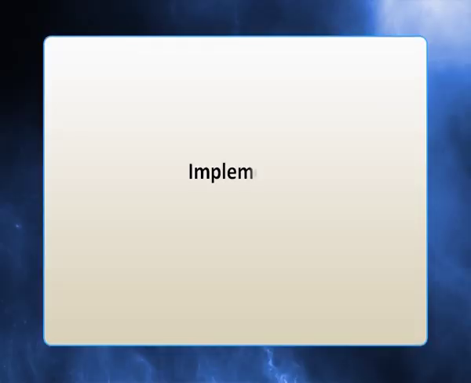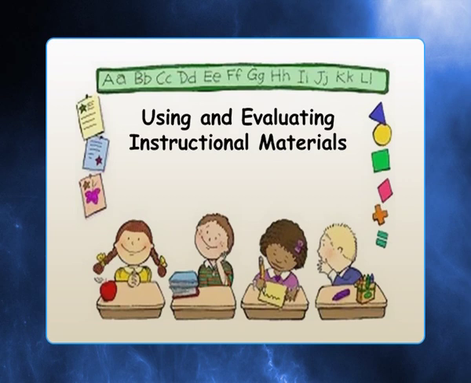Then fourth, implement. After the content is developed, it is then implemented. This stage allows the instructional designer to test all materials to determine if they are functional and appropriate for the intended audience. Then fifth, evaluate. The final phase, evaluation or evaluate, ensures the materials achieved the desired goals. The evaluation phase consists of two parts, formative and summative assessment.